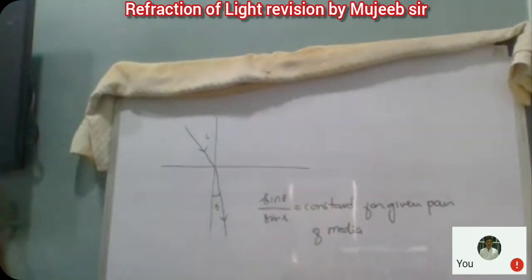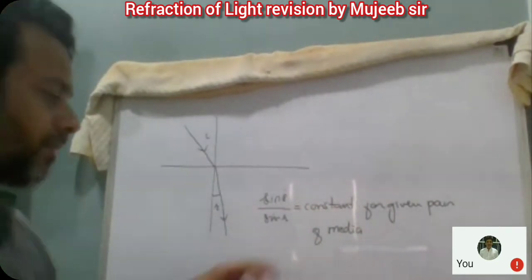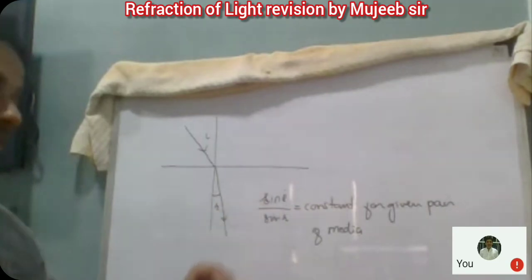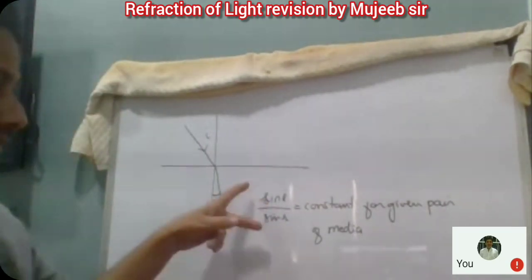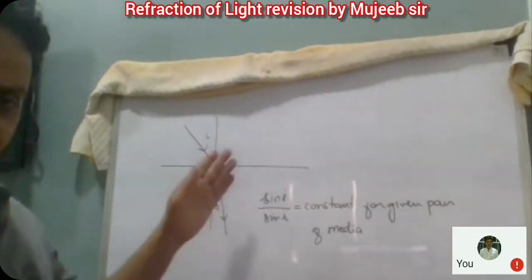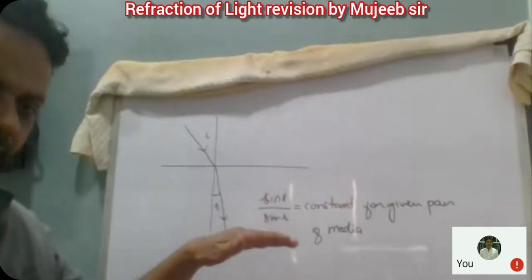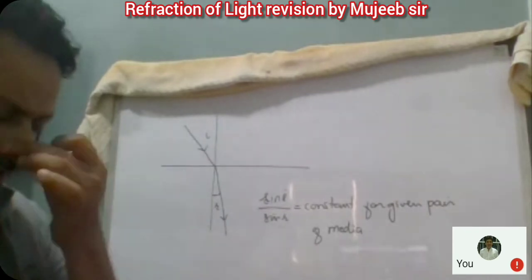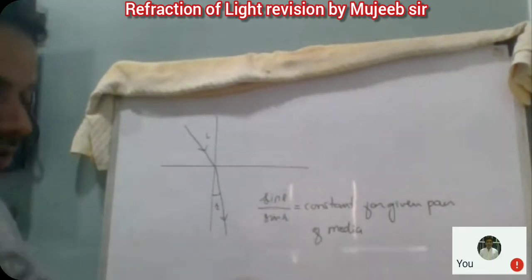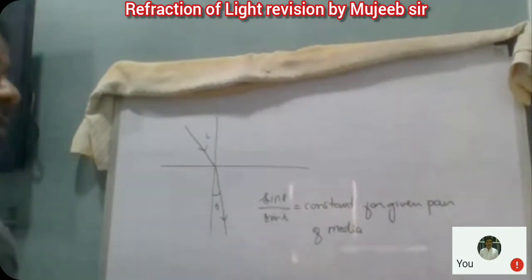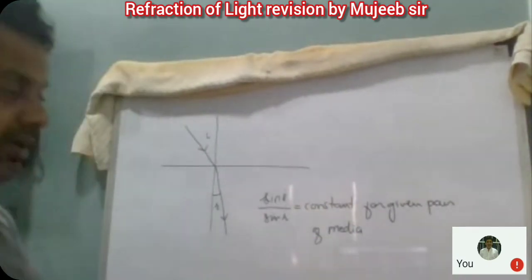Remember, it's not a universal constant which is the same for all, but it will change with the pair of media. For example, glass to water is different, water to diamond different, air to water different, air to kerosene different. As the medium changes, the constant will also change, but we still call it constant because it is constant for the given pair of media.